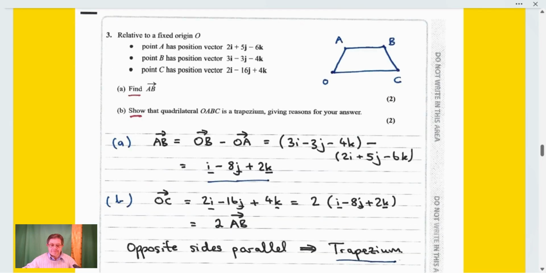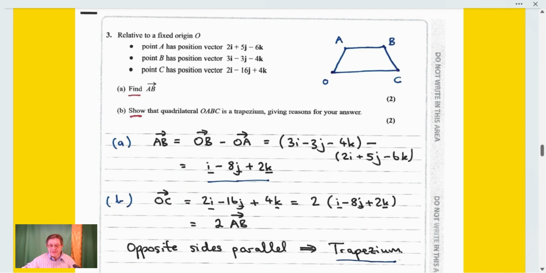Question 3 on vectors. So we have the points A, B, and C, and the point O, the origin, and we're given them in i, j, k form. And the first part is to find AB. The formula is that AB is OB take OA, do the subtraction, and get the answer, which you can either state in i, j, k form or as a column vector.